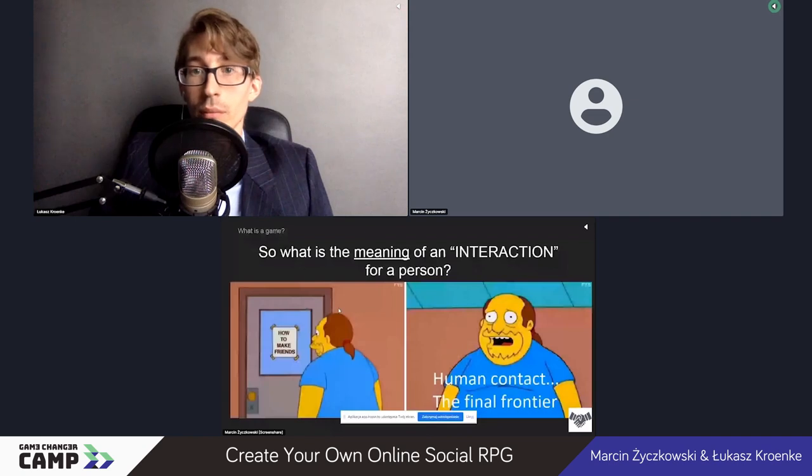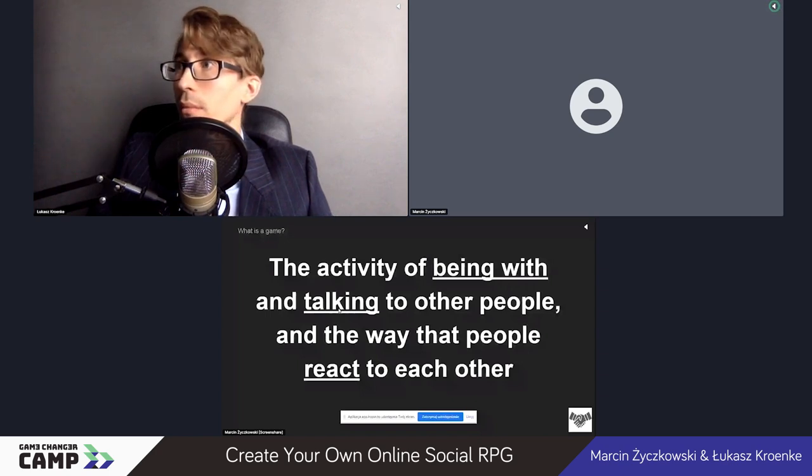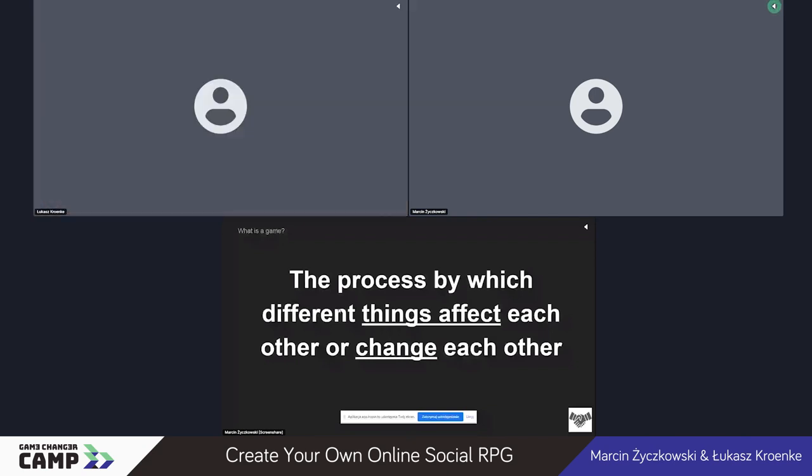What is the meaning of an interaction for a person? It is defined as the activity of being and talking to other people and the way that people react to each other. It is very important. Reaction, closeness, and communication. Also, the process by which different things affect each other or change each other. So interactions in the game are constructed in a way that we interact with other participants, but also in the process of the game, things change. The game is about things that change.